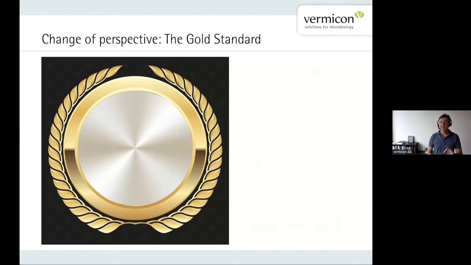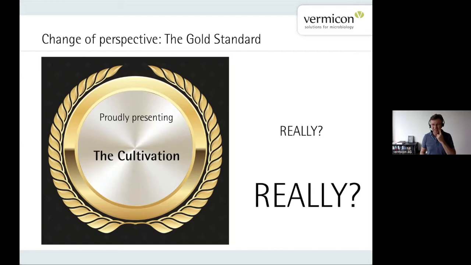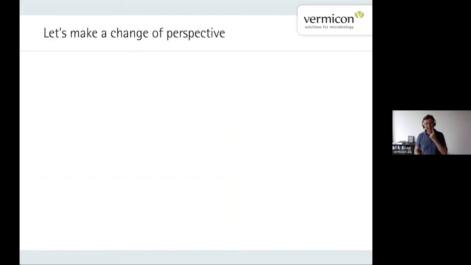Let us make a short change of perspective. Let us look at the gold standard. And here we are proudly presenting the gold standard: cultivation. This is interesting because cultivation is indeed today the gold standard. And I would say the gold standard should be the best method, of course, because otherwise it wouldn't be the gold standard. So really? Really? Well, let us look.